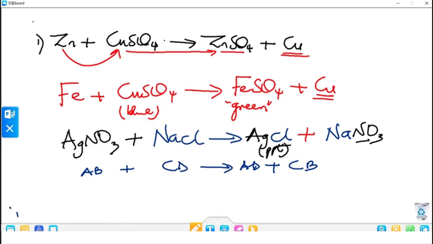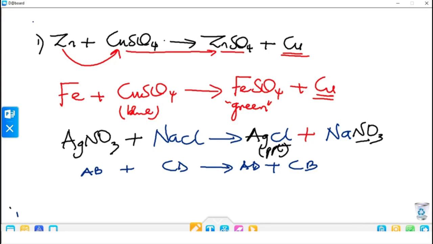I'd like to recall our lesson on acid, base, and salt. Do kindly check back our lesson video on acid, base, and salt. There we talked about precipitation reaction and you will get to understand more. So silver nitrate reacts with sodium chloride to give us silver chloride plus sodium nitrate. AB plus CD gives AD plus CB. So that is the reaction called double decomposition reaction.